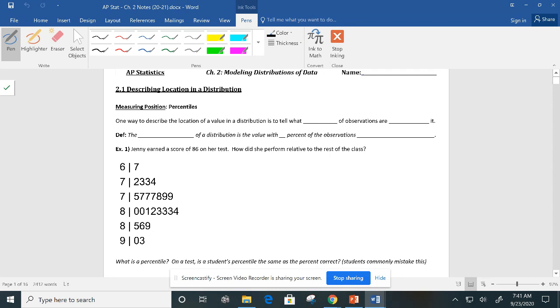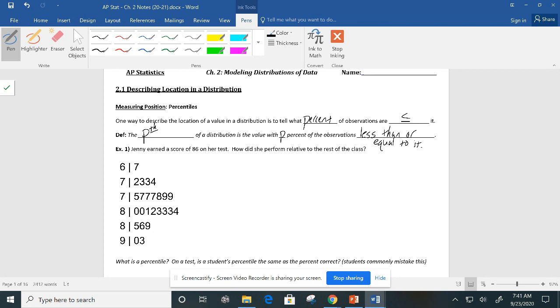One way to describe the location of a value in a distribution is to tell what percent of observations are less than or equal to it. For example, the p percentile of a distribution is the value with p% of the observations less than or equal to it. You see percentiles frequently. You might see it when you go to the doctor's office and they say, okay, you're at the 75th percentile in height. What does that mean? That means that 75% of people are at your height or below.